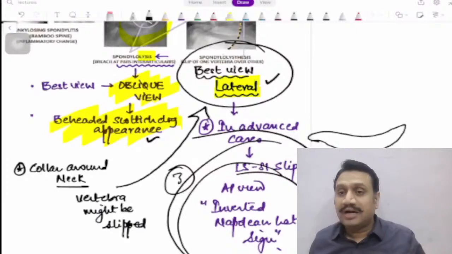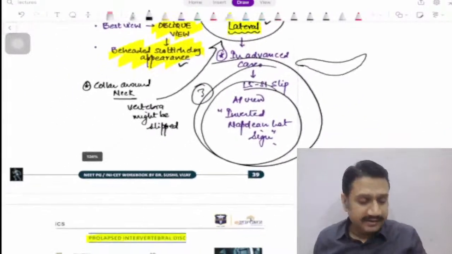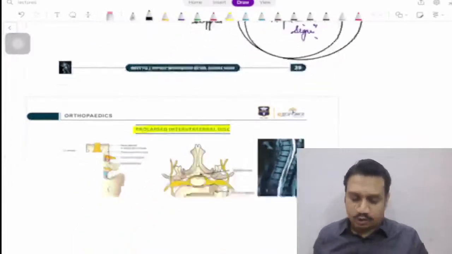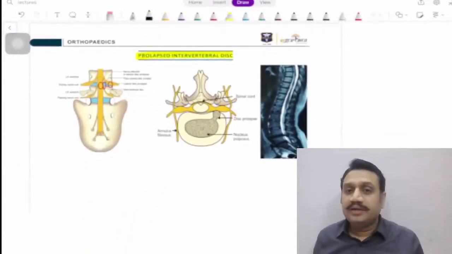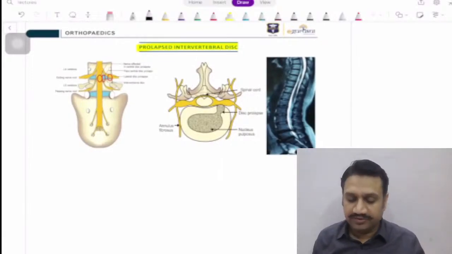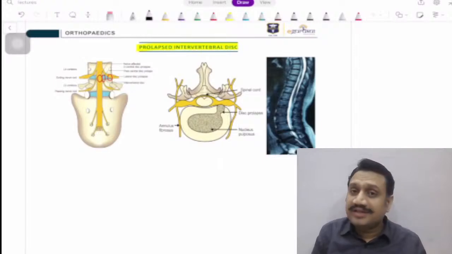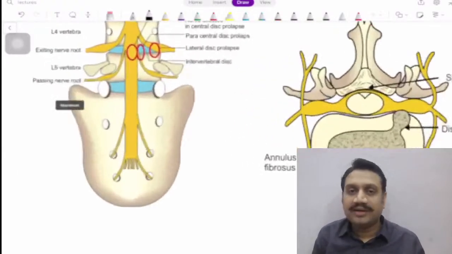So next one. After this listhesis, one very important concept is the disc prolapse. Here, no mistakes are ever to be done. Disc prolapse, please remember the concept here. We have three kinds of nerve roots here. One in the central area, which can be the spinal cord or the cauda equina.